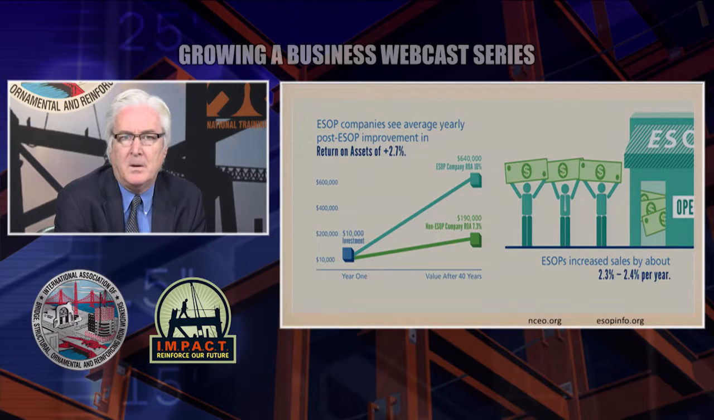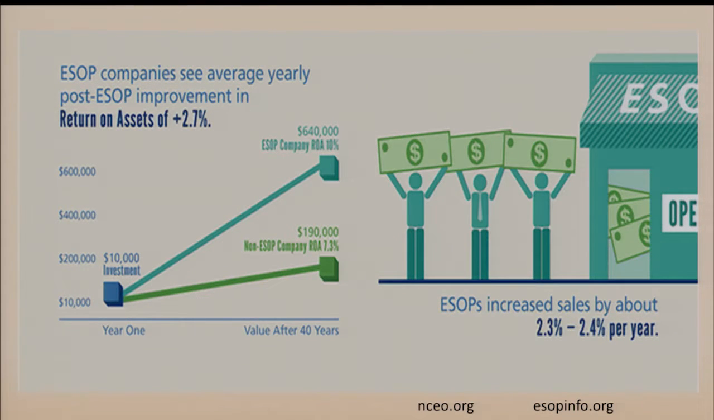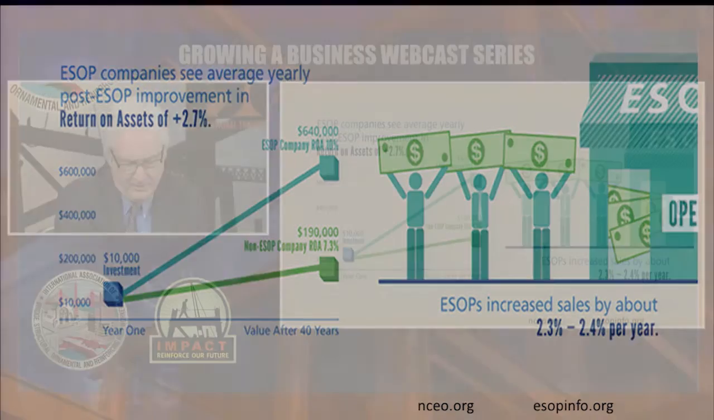Another slide talking about some studies that have been done. The return on assets is 2.7% greater than companies that are without ESOPs. ESOPs increase sales by 2.3 to 2.4% per year. Details of those studies can be found at the NCEO webpage.